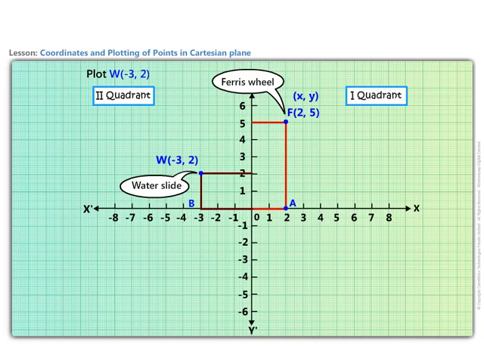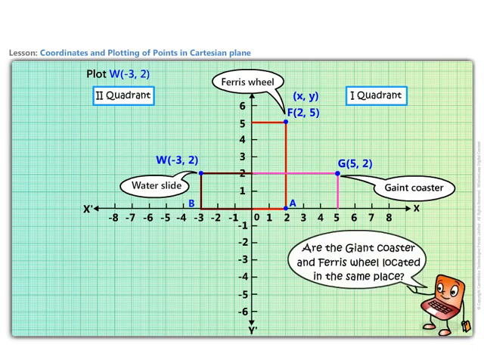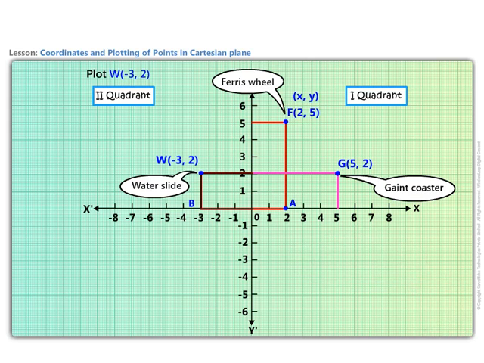Let us now locate the giant coaster, which is at (5, 2). Since both the x-coordinate and y-coordinate are positive, it lies in the first quadrant. When we look at the location of the giant coaster G (5, 2), it looks similar to the location of the Ferris wheel F (2, 5). Are the giant coaster and Ferris wheel located in the same place?